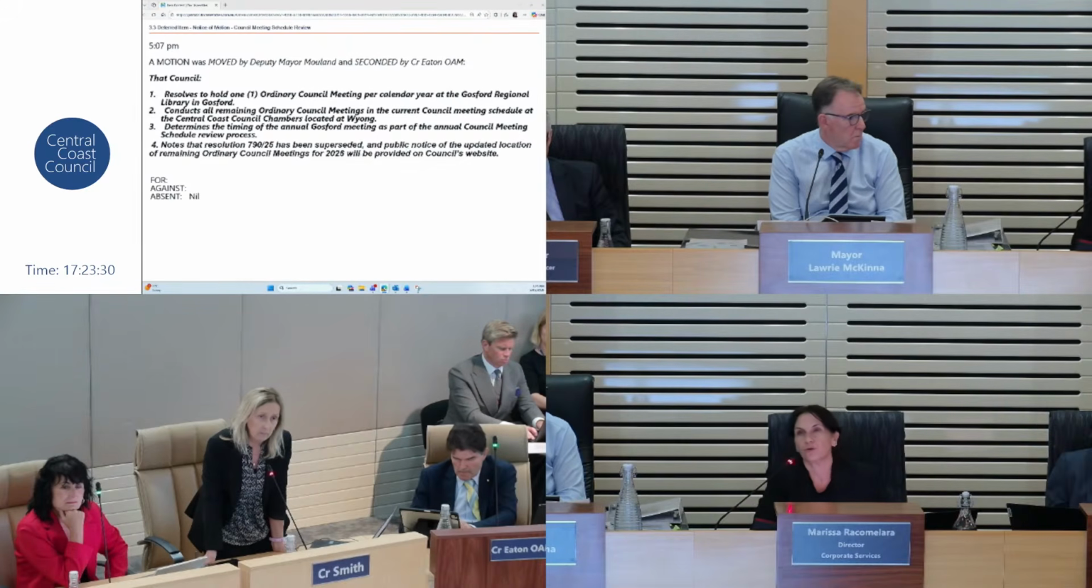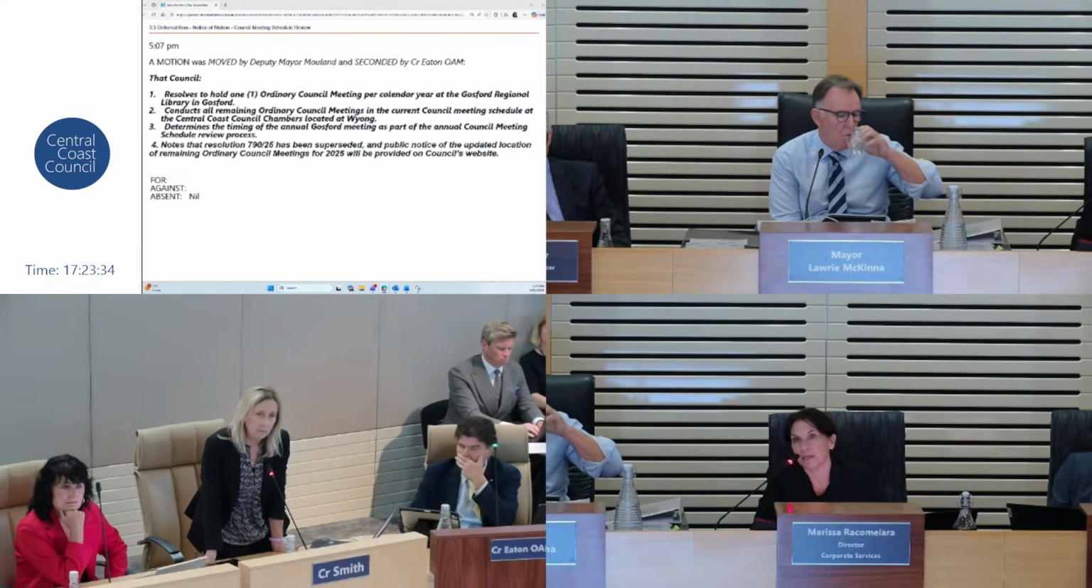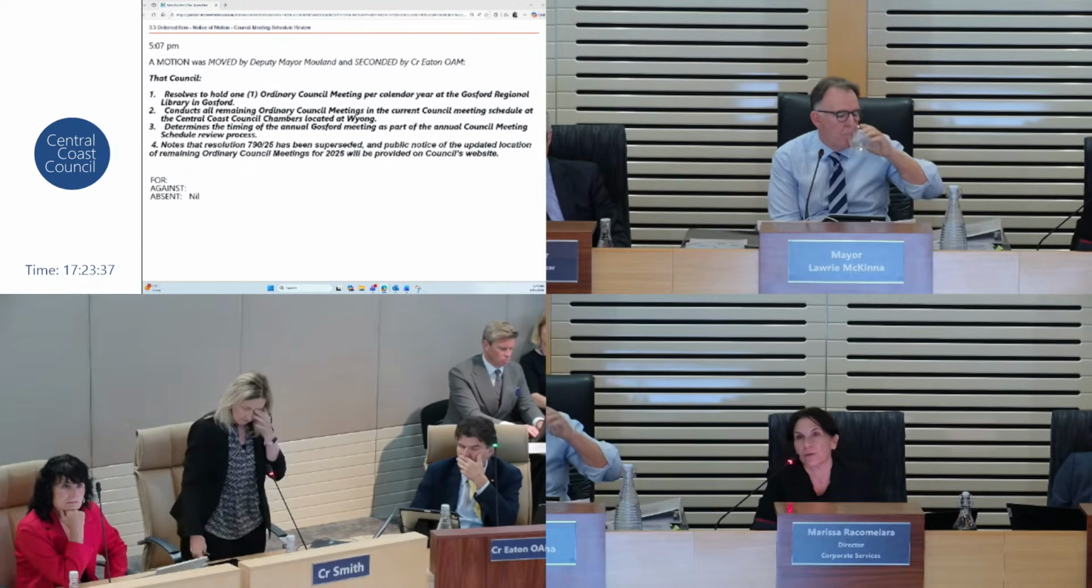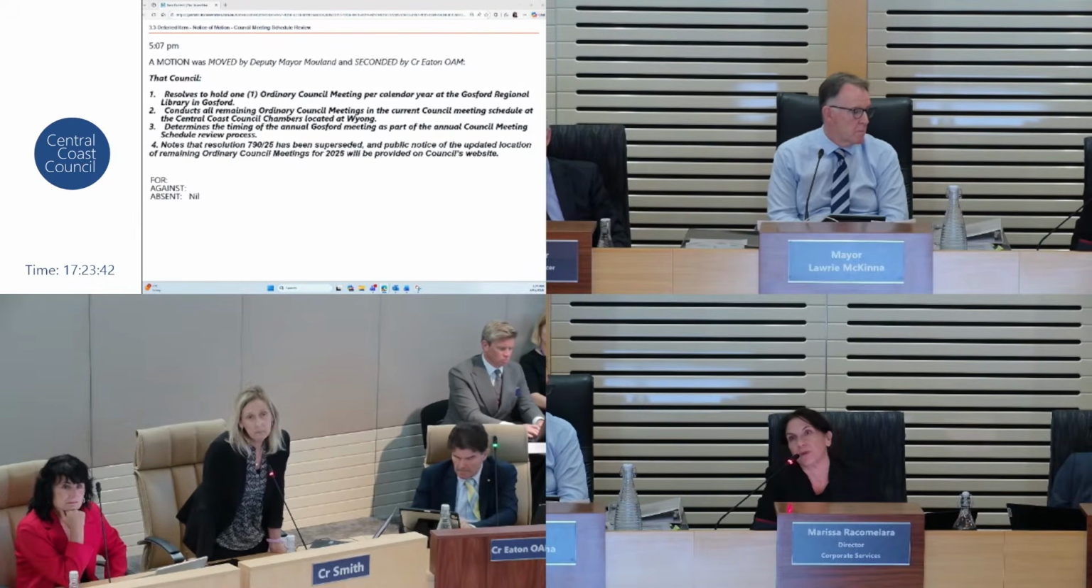Obviously, we need to move furniture, wire, microphones and the like, and we need to pack that all down the next day. So there are a number of hours for multiple staff in that scenario. And then the travel time for all other staff in the round trip from Wyong to Gosford. They're the additional costs. There are also some additional security costs and other minor bits and pieces.